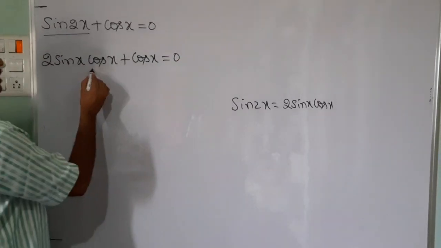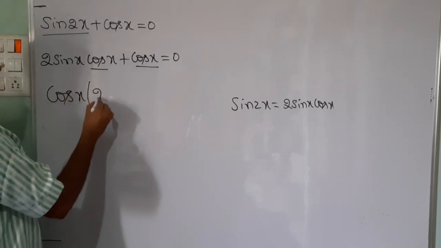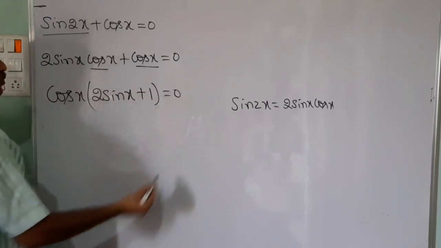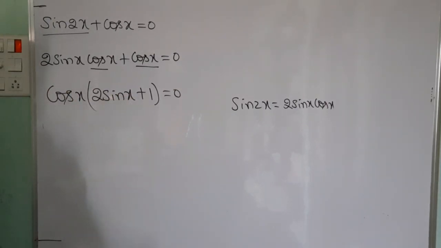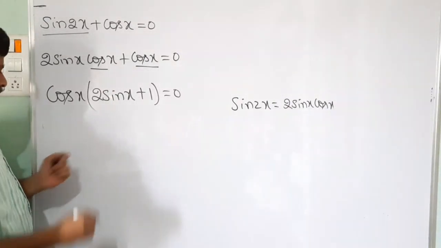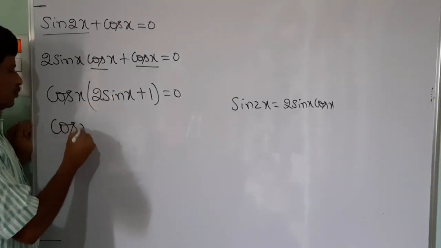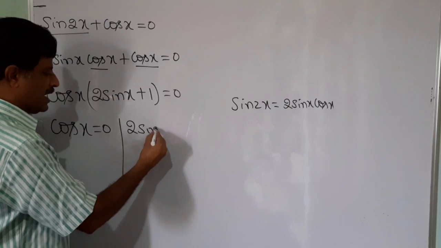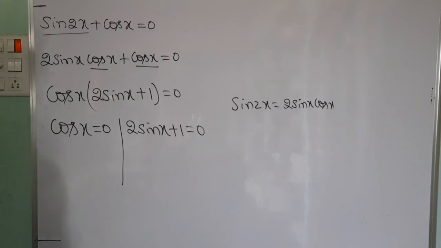Dear students, take cos x common. Take cos x outside. What remains? 2 sin x plus 1 is equal to 0. So to get two factors, we should convert each to 0. One case is cos x is equal to 0, and the other case is 2 sin x plus 1 is equal to 0.